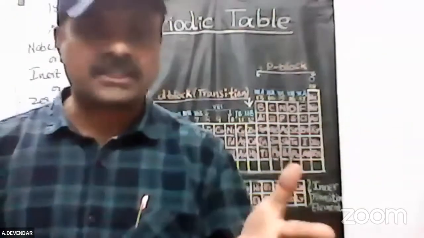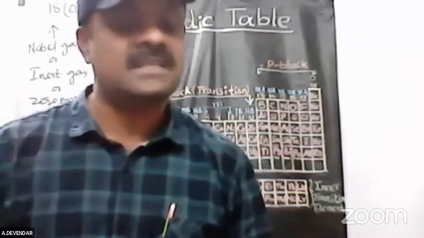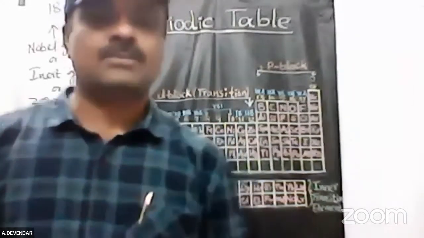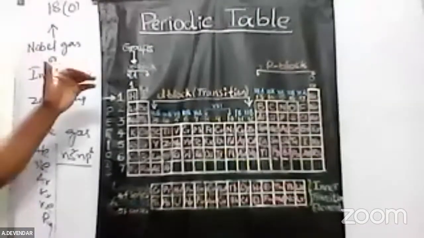Except argon, the others are present in very minute fractions. Argon is 0.9% present in the atmosphere. The remaining are present in very small amounts. That's why it is called the rare gas element. This is about the classification of the noble gas.